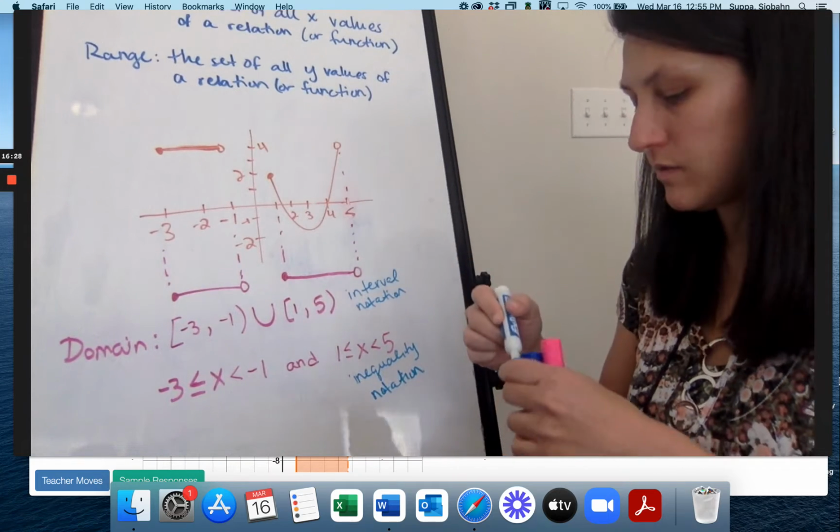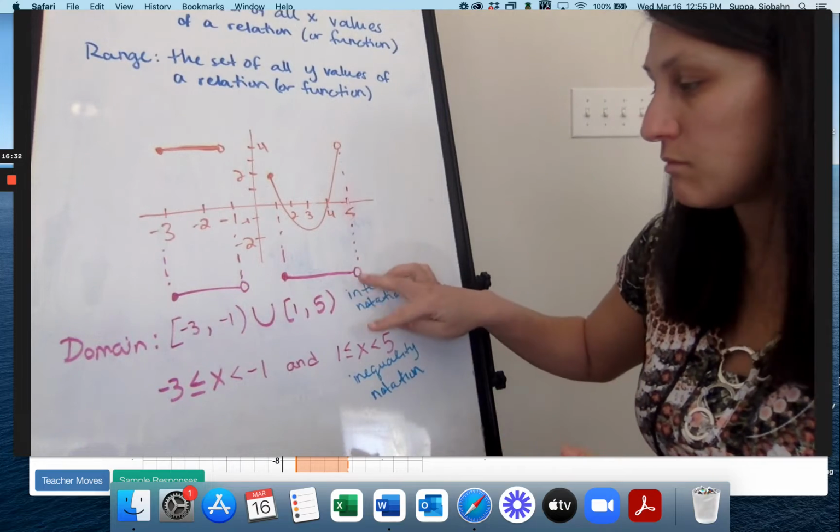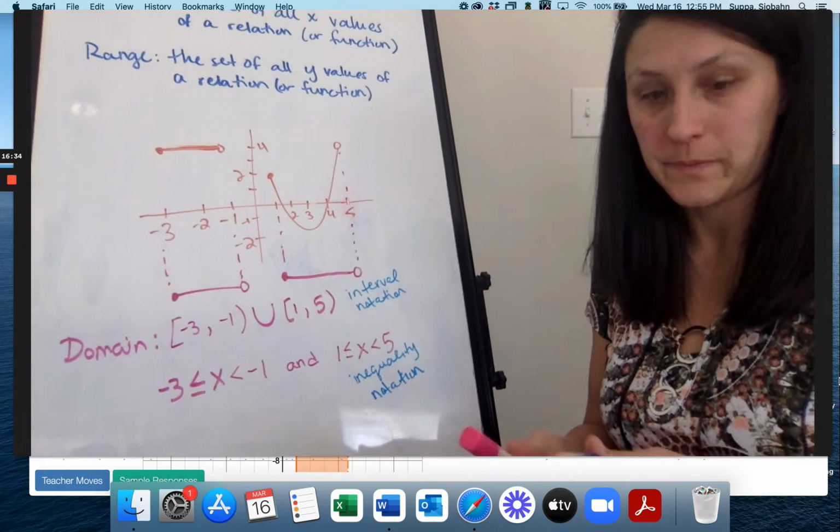Why don't you pause your video now and see if you can find the range of this function using both sets of notation.